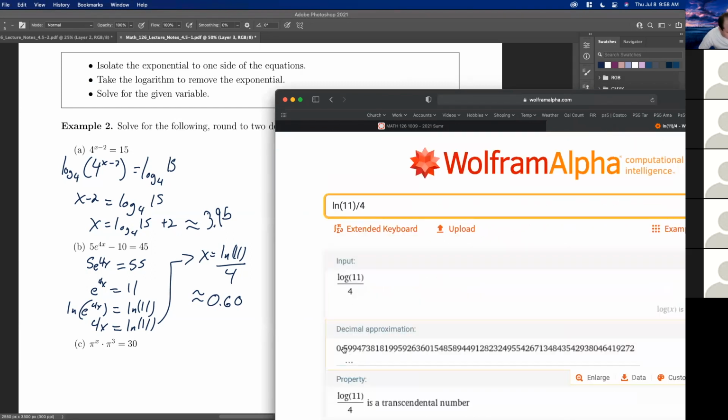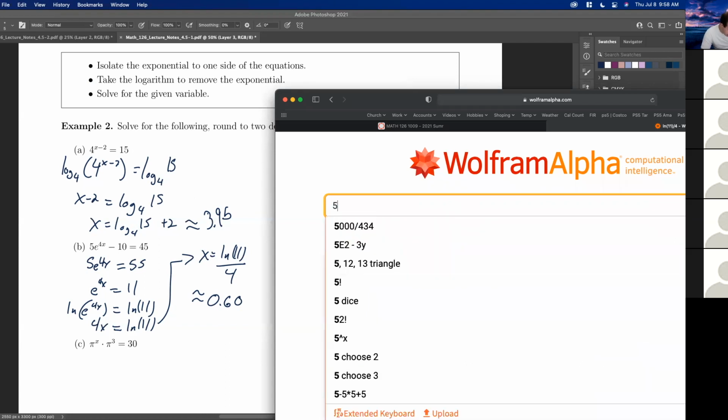All right, so here we go. We have 0.599. That's going to round up for two decimal places to 0.60. Okay, this is a transcendental number. That means something to me. But let's just go ahead and see if we typed it in at the beginning.